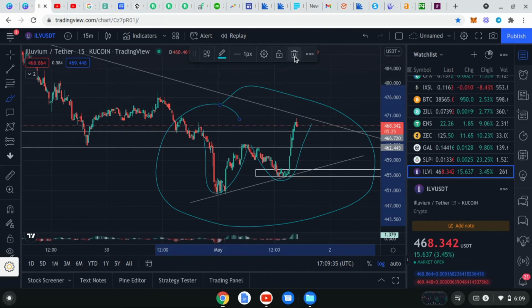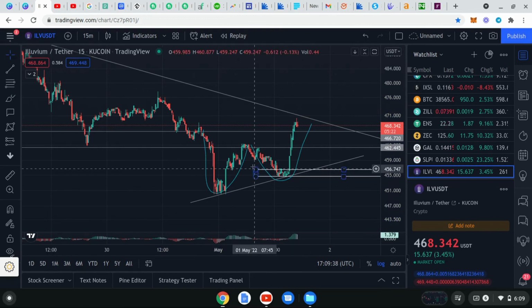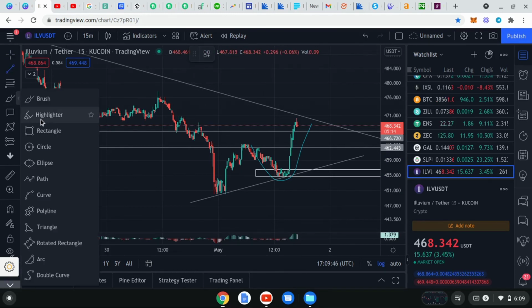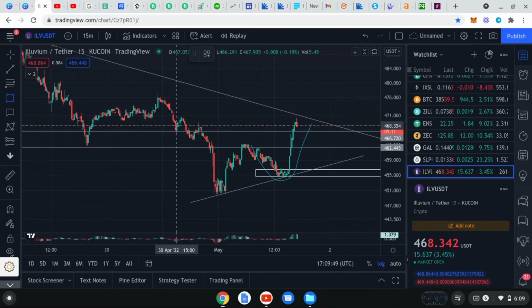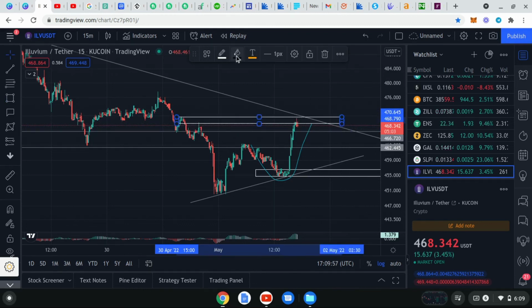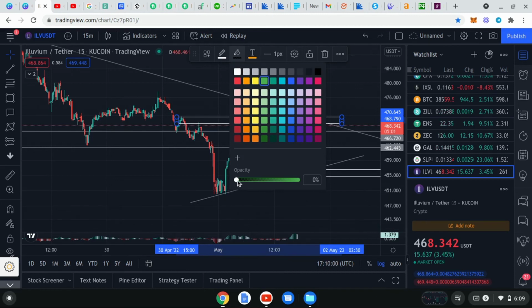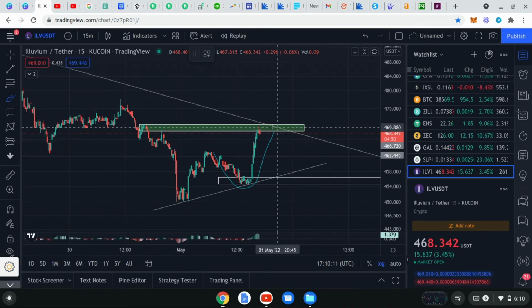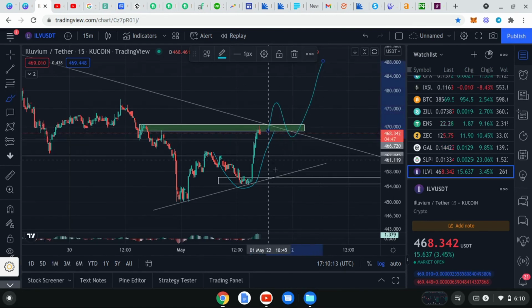So the only way I will go bullish on Illuvium is if we break this high, the high of this double bottom, in which we are in now. Let me just put something so that you can see it here. Yeah, this green box. If we can break this high and break the trend line also, and if we break and retest, then I'll be bullish on Illuvium.